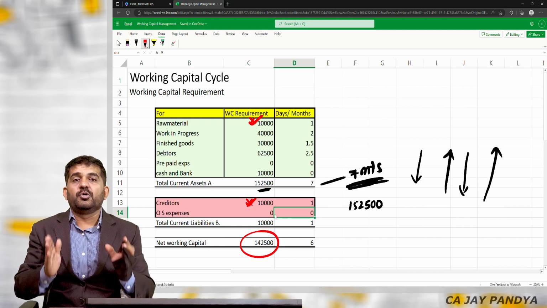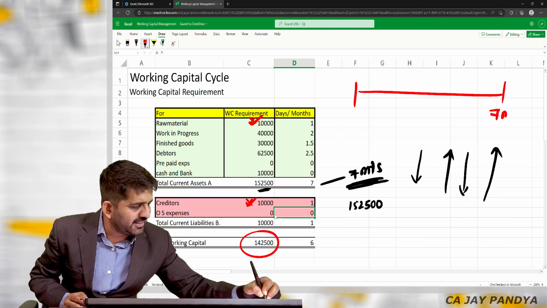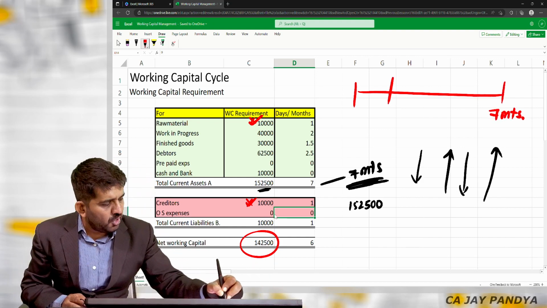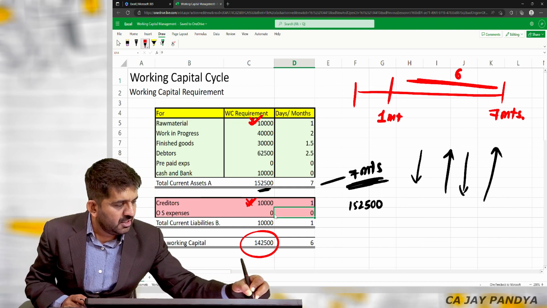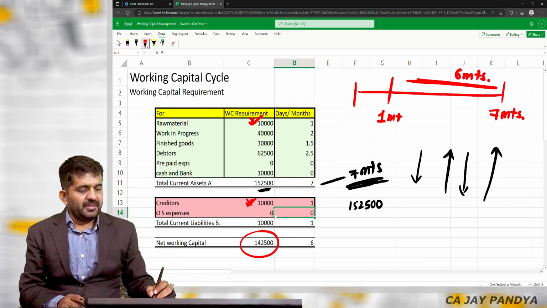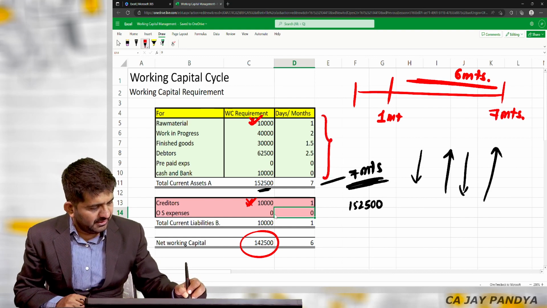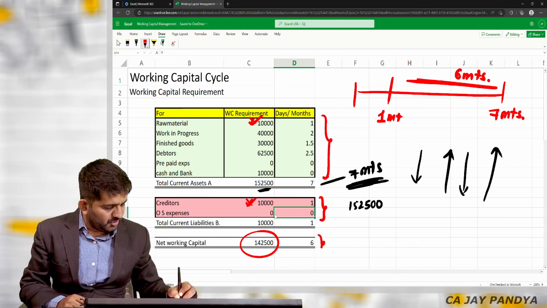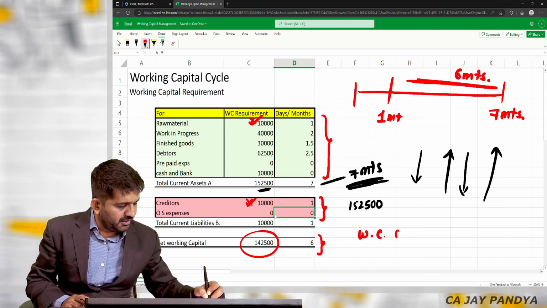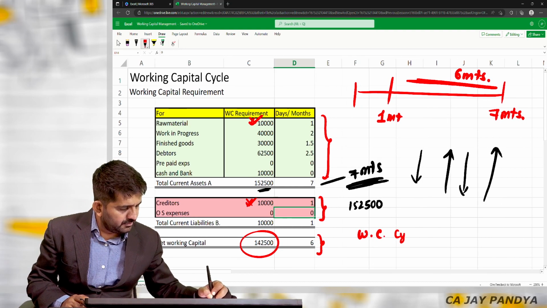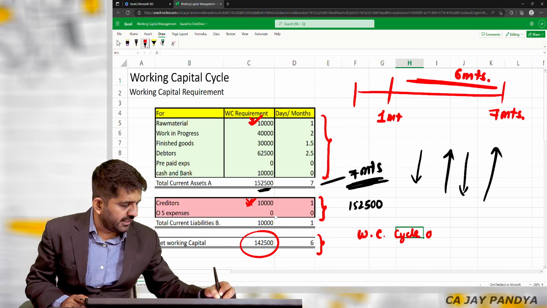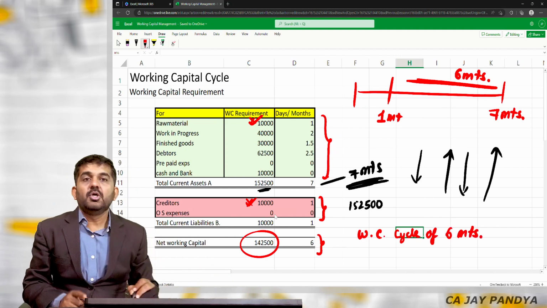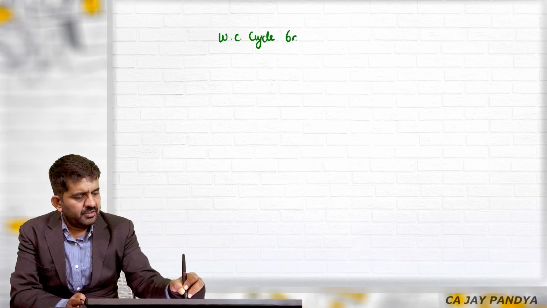So your cash outflow does not happen today. What was your total time period? 7 months. But your cash outflow does not happen today. It happens after 1 month. So what will be your working capital cycle? Will be only 6 months. How to find out working capital cycle? This plus this in terms of month is a 6, which is nothing but working capital cycle of 6 months. What does this mean? Working capital cycle of 6 months.